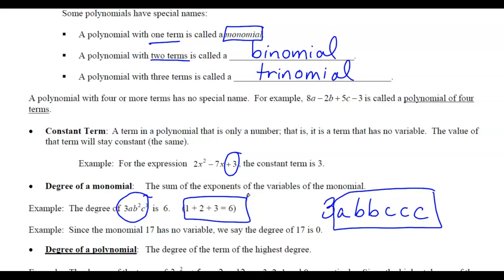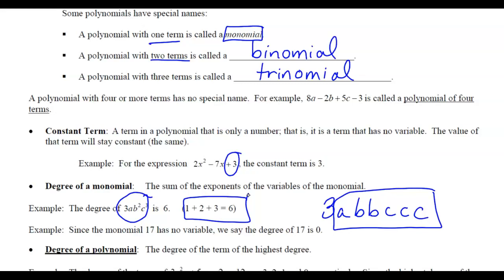So how do you get the degree? You look at the exponent on each of the variables that are multiplied together, and you add them together. You don't change the term at all, the monomial, you're just stating the degree. So the degree tells you how many variables are multiplied together.